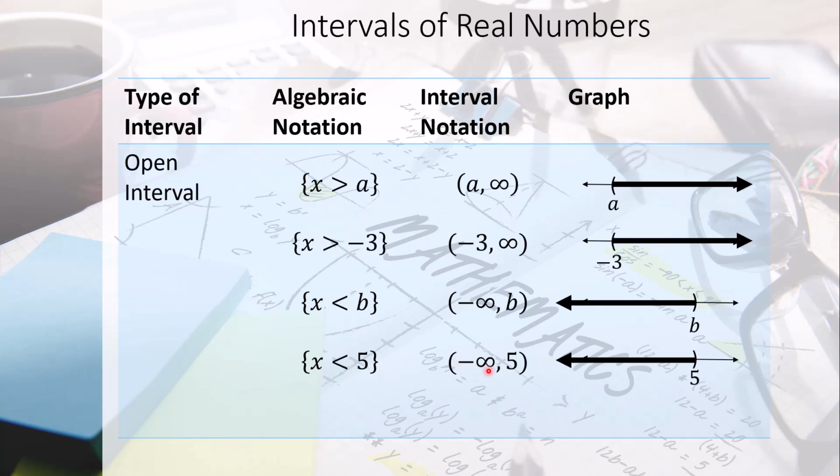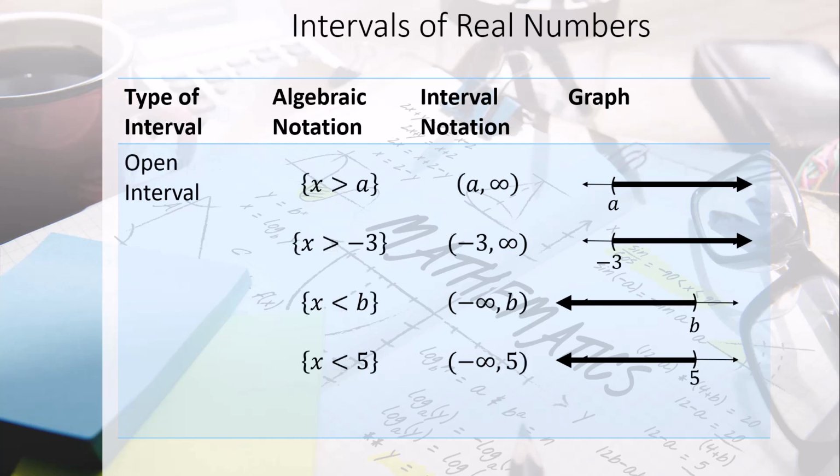And once again, since we're talking about negative infinity, you can never reach negative infinity. You can get very close to it, but you can never reach it. Accordingly, we have a parenthesis here. So this is also an open interval. And also notice that since these go to either positive infinity or negative infinity, these are called unbounded intervals. And these are the last collection of unbounded intervals.